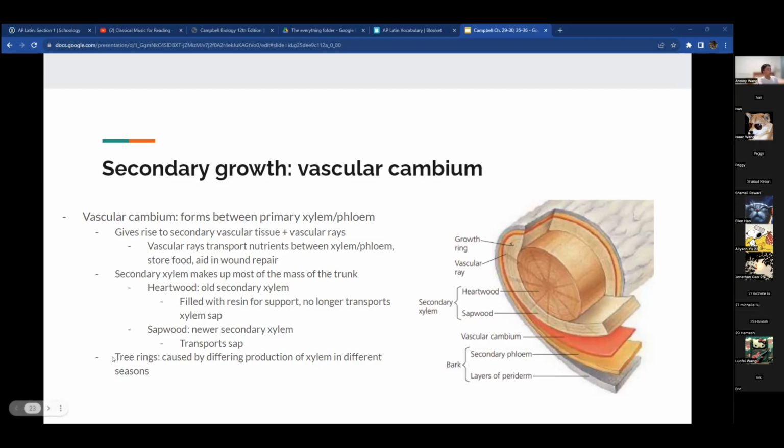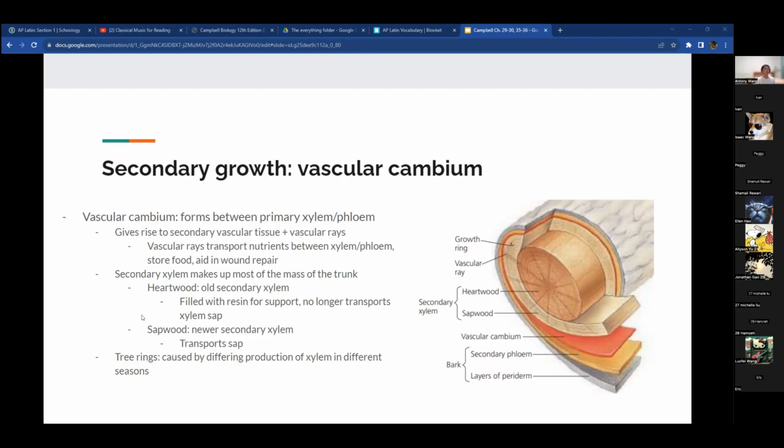Then, one interesting thing about the vascular cambium is that it forms tree rings. Depending on the season, the vascular cambium can either produce a lot of xylem or a little bit of xylem. This is because depending on the season, there are different amounts of water, and therefore there are different amounts of xylem that you need to transport that water.